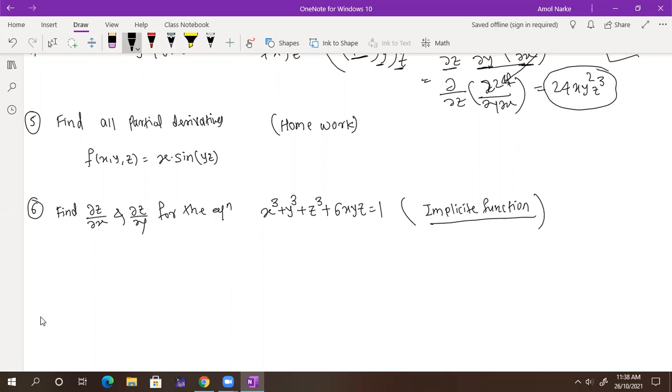Sir, for ∂z/∂x, we'll take only the x term, no? z and y would be constant. Now, when we differentiate f of x, y, when we say it like this, what does it mean? This z is nothing but f of x, y. We already denoted z is equal to f of x, y. So we have a function of x and y. So that time, whether we consider z as constant, we find ∂z.